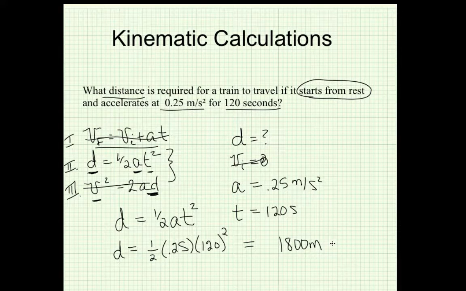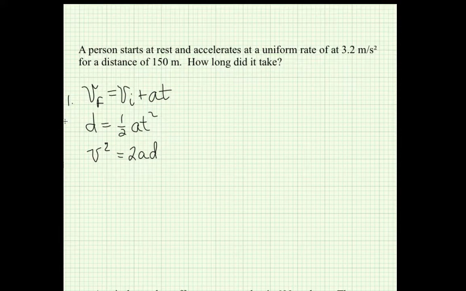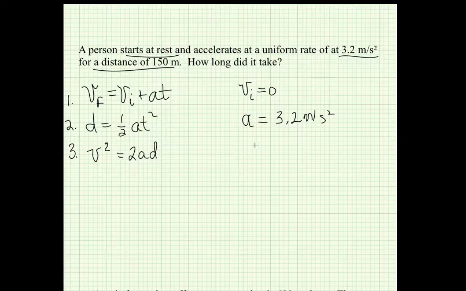All right, let's do another example. All right, once again, I've got our three kinematic equations, and I'm going to start from the beginning. It says a person starts from rest, so that means my initial velocity is 0, and it accelerates at a uniform rate of 3.2 meters per second squared. I know that's the acceleration, both because it tells me it's the acceleration and because the unit is meters per second squared, so I have that value. For a distance of 150 meters, that's going to give me the distance is 150.